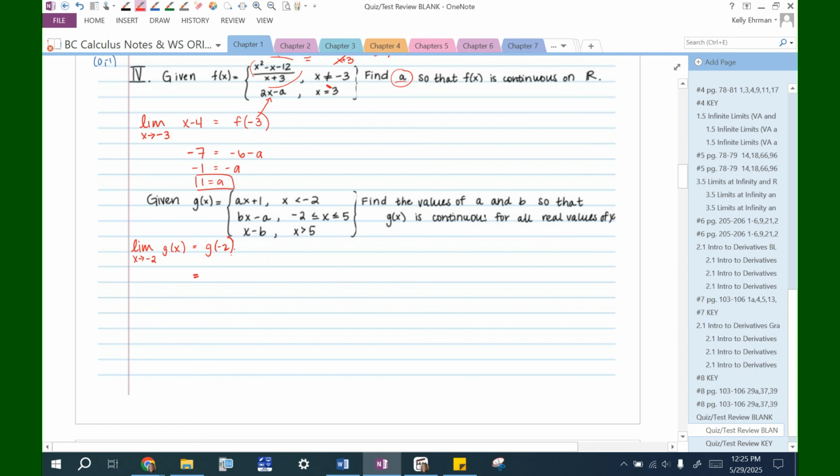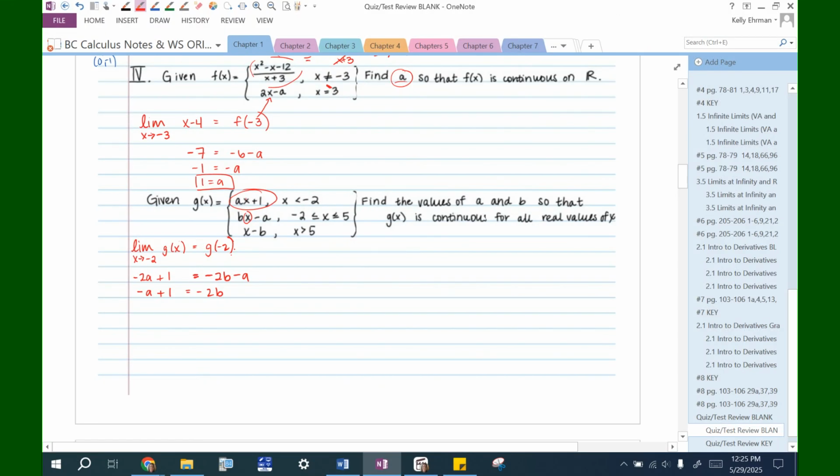So g of negative 2, you have to be in the middle here. So you're putting negative 2 in for that x. So negative 2 times b minus a. That's all I can do so far for g of negative 2. And then that means that the piece that I use for the limit is the other side on x approaching negative 2. So I plug in negative 2 in for this x. So that's negative 2a plus 1. And I can't solve anything with this, but I can at least combine some like terms. So if I add a to this side, I get negative a plus 1 equals negative 2b.